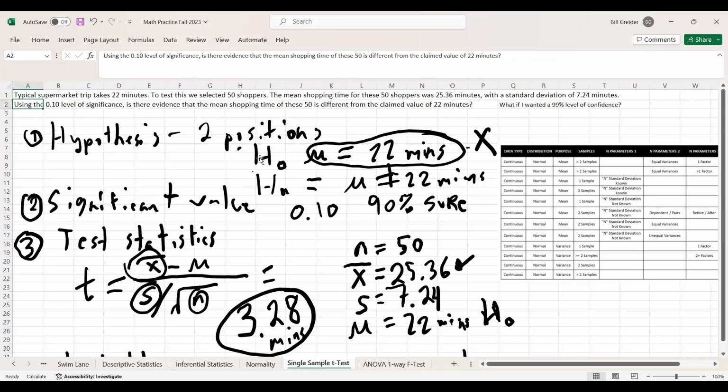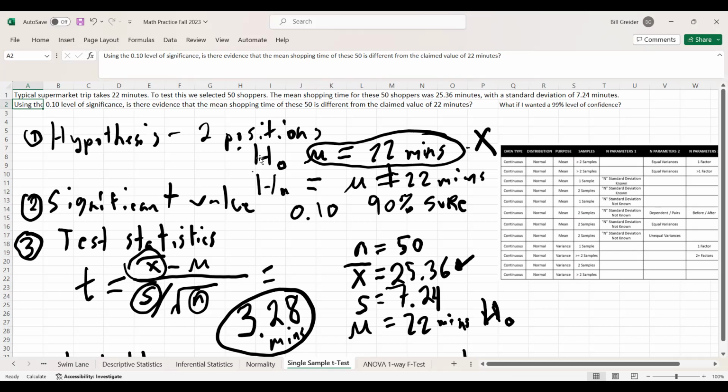One is going to be the null hypothesis, which means that it's equal to 22 minutes. And the alternative is that it is significantly different, so it's not equal to 22 minutes, right? And again, the significance value is 90%; we want to be 90% sure.